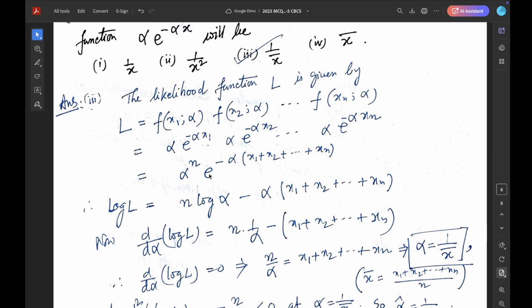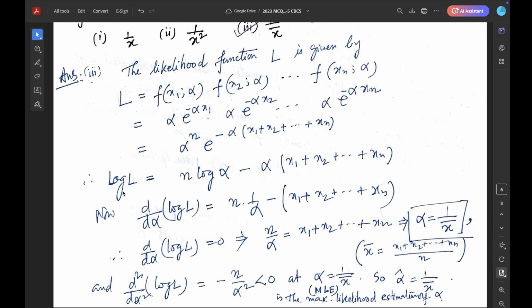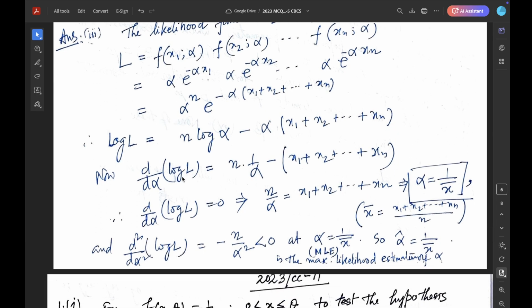So alpha to the power n e to the power minus alpha (x1 plus x2 plus ... xn). Taking log on both sides to the base e, log L equals n log alpha minus alpha (x1 plus x2 plus ... xn), because log of e is 1. Differentiating on both sides with respect to alpha, d/d alpha of log L equals n times 1 by alpha minus (x1 plus x2 plus ... xn).